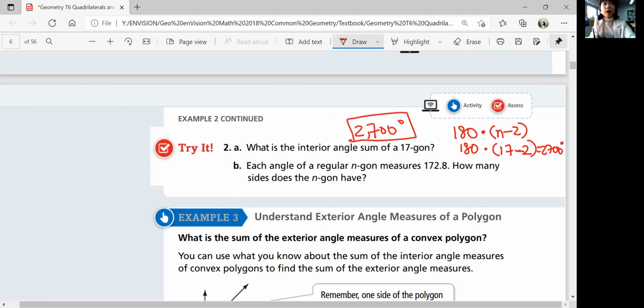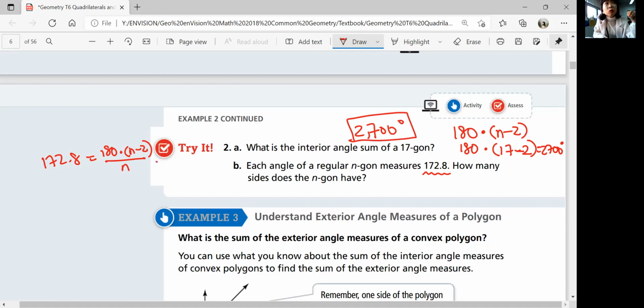Okay. And then you don't know what n-gon this is, but each interior angle measures 172.8. How many sides does the n-gon have? How do you figure this out? You know it's a regular polygon, right? So you're going to use the corollary to Theorem 6.1, and the measure of the interior angle, which is 172.8, would be equal to 180 times (n minus 2), the total angle, divided by n. And we don't know what n is, but it's okay. We know what each angle measure would be, so we just need to figure out n using algebra.